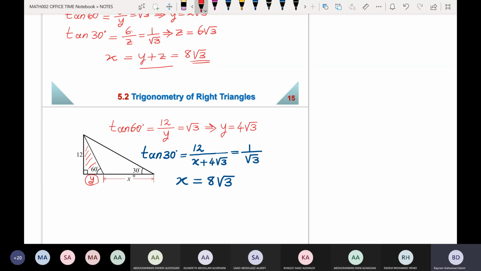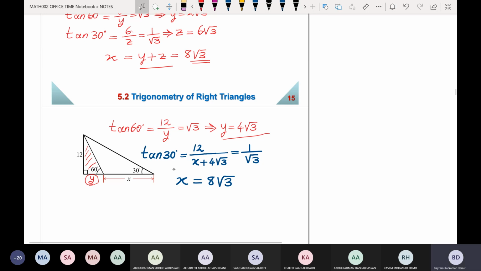When you find the y, by the tangent formula, tangent 60 is 12 over y. So I can find y as 4 root 3. 12 over y is equal to root 3. And when you solve for y, are you okay with how to solve for y, or shall I go through the details? Okay. So y is equal to 4 times root 3.